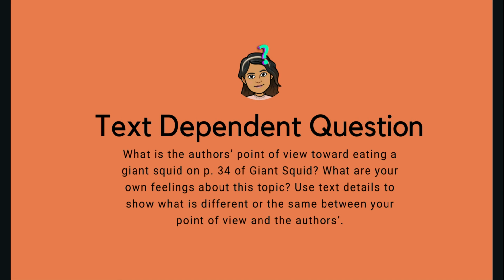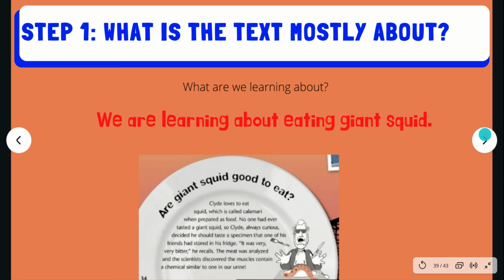Remember that in order to be able to distinguish your point of view from the author's, we need to know what the author's point of view is so then you can decide how you feel about it. Yesterday, we were able to decide the author's point of view toward eating a giant squid. Let's go ahead and review that so you can knock that part off the TDQ right away. We did 2 thinking steps to get to our answer.